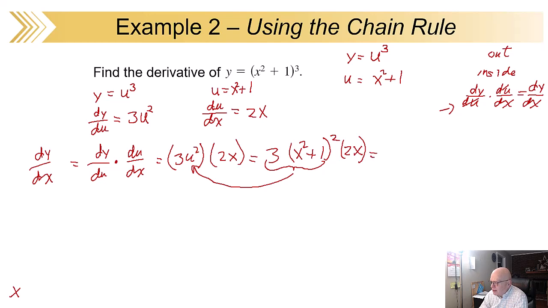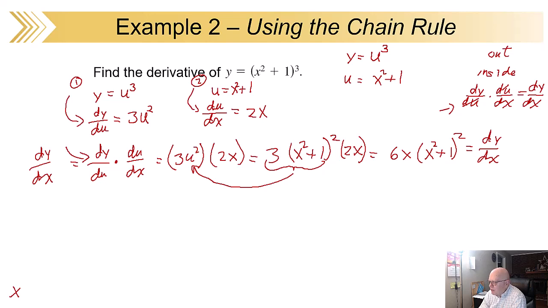And we're almost done. We'll move some of these together. Slide the 2x out front with the 3. And our answer is 6x times x squared plus 1 squared. Done. How about that? That's not too hard. There is our dy dx. Remember, get the outside function, get the inside function, take their derivatives, and then put them together. Simplify. Done. Just like that.